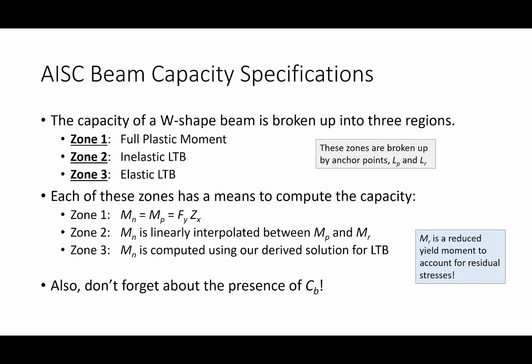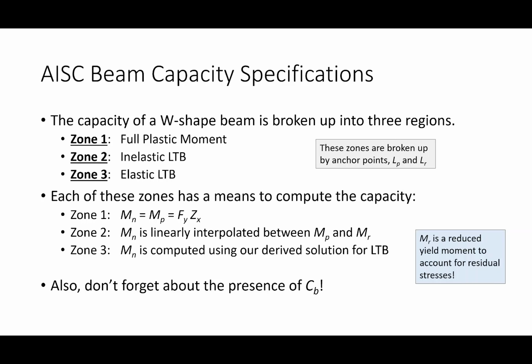Okay. So what's zone 2? If we know what zone 1 is and we know what zone 3 is, what's zone 2? Zone 2 is just a straight line fit. And it's a straight line fit between not MP and MY. That would probably make sense to think, well, it's probably between the plastic moment and the yield moment. Instead, it's between the plastic moment and this term MR. And MR is a reduced yield moment. Why is it reduced? It's reduced to account for residual stresses.